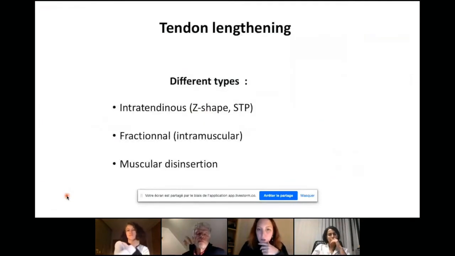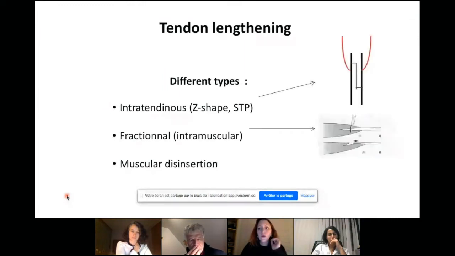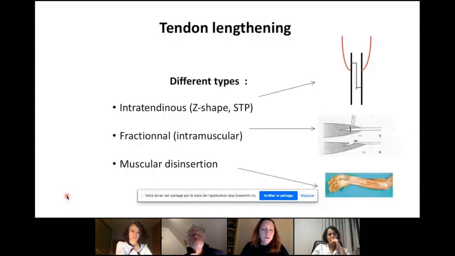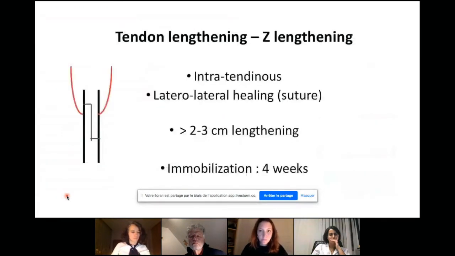As for the tendon lengthening, there are different types. The tendon lengthening can be intratendinous, fractional, intramuscular, or we can use a muscular disinsertion. The muscular disinsertion, I won't talk about it. It's the Scaglietti procedure. We don't use it anymore in spastic patients because we have a less invasive solution in case of tendon contractures. So we will mainly talk about the first two types of tendon lengthening.